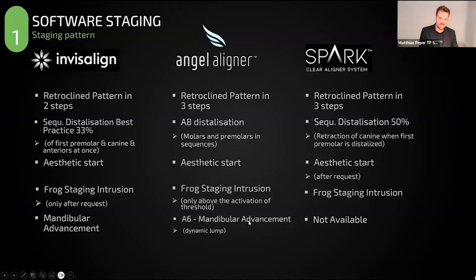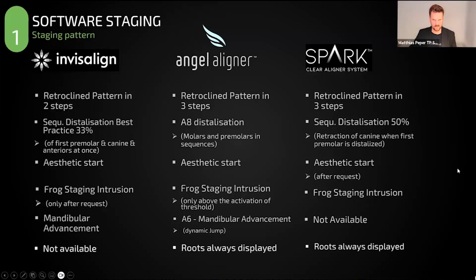The A6 mandibular advancement for Angel Aligner, it's a dynamic jump. You can see it step by step. As you know, for Invisalign, it's every 8 aligners, and you should do the aligner changing every week. It's 2 millimeters. For Spark, as we know, until now, it is not available.